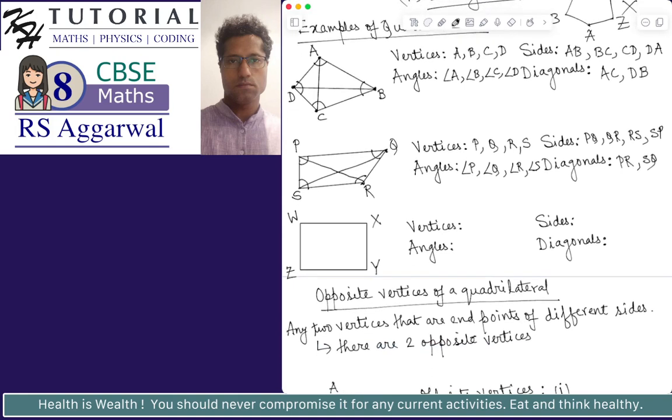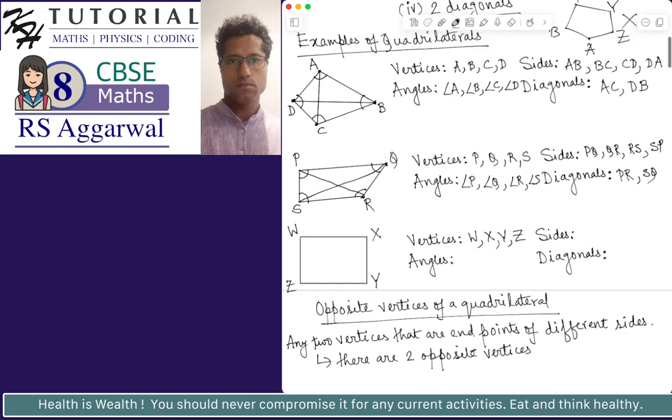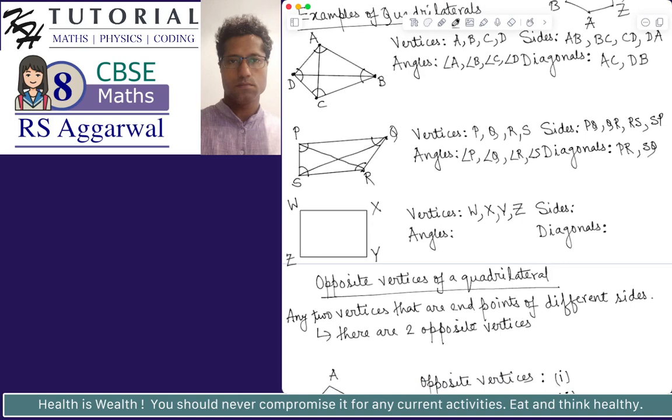For the last figure, which looks like a rectangle or square, let's say this is a square. So the vertices are W, X, Y, Z. Always please note that I have named all the quadrilaterals in sequential order of capital letters. What are the sides? WX, XY, YZ, and ZW. And what are the angles? W, X, Y, and Z.